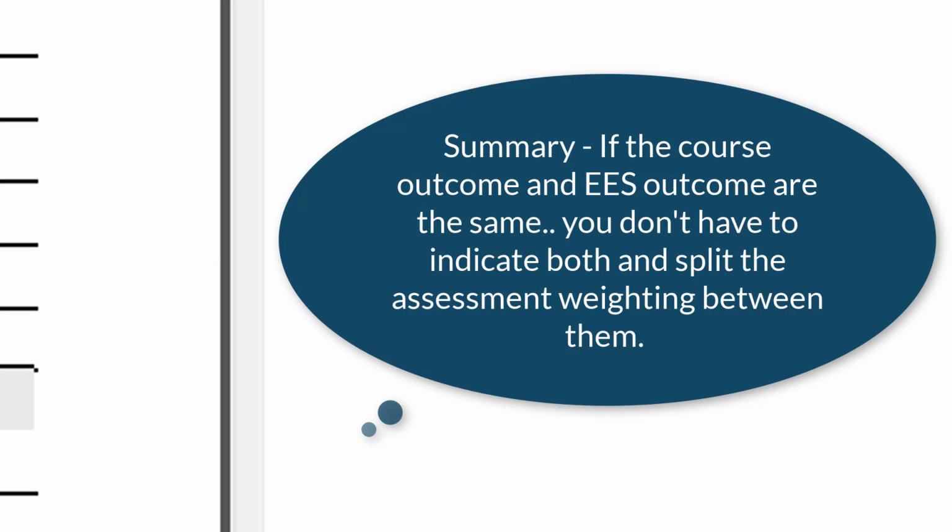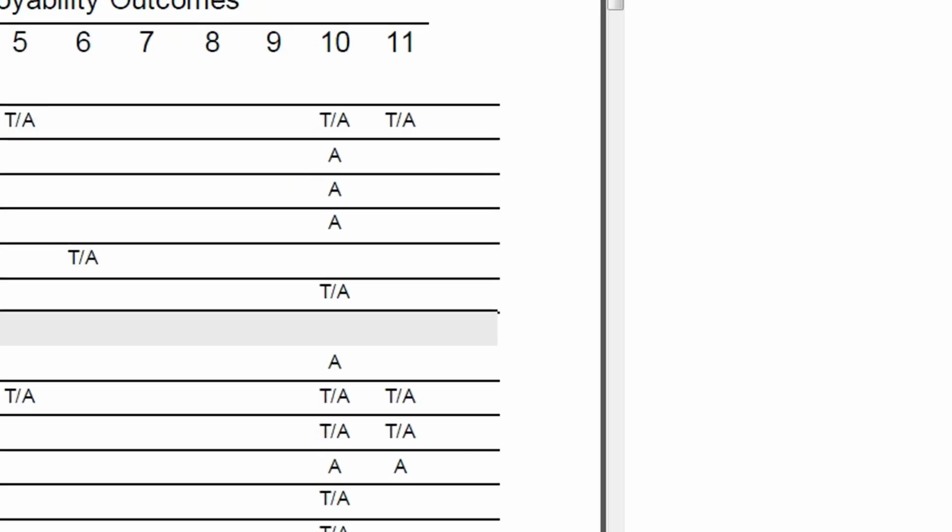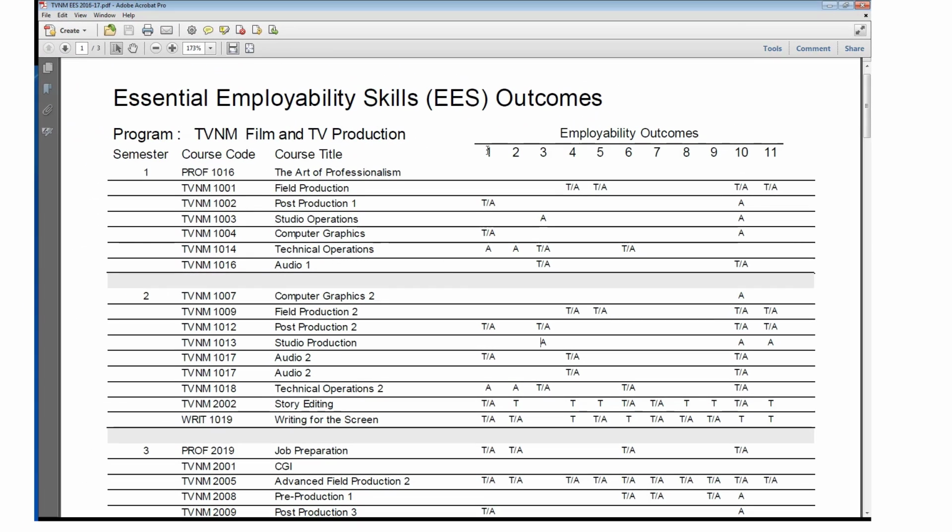Okay. A similar argument could be made in a group dynamics course that also deals with an employability skill that talks about working in groups. A communications course that deals with writing, presentations, etc., has course level outcomes that are quite similar to EES 1 and 2. So that's something to think about when you're trying to interpret these employability skills maps.